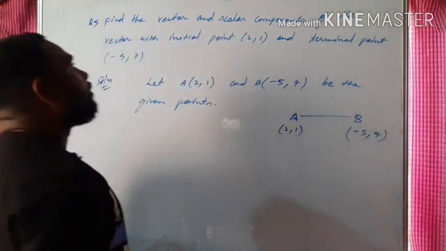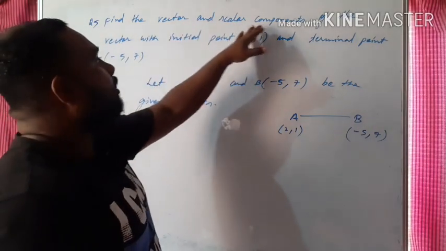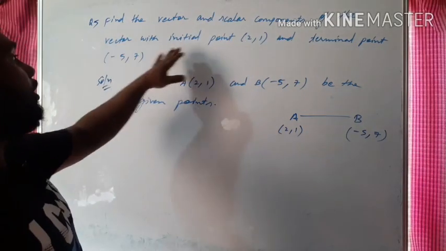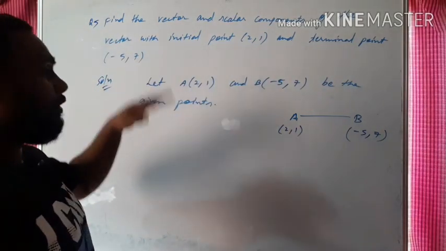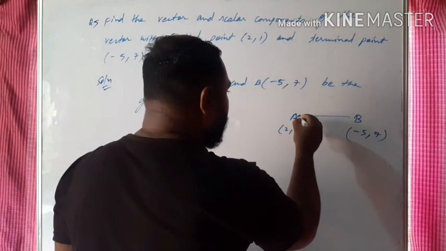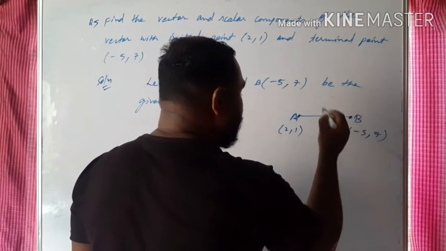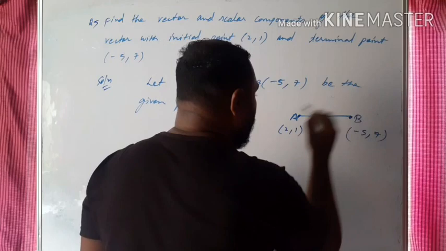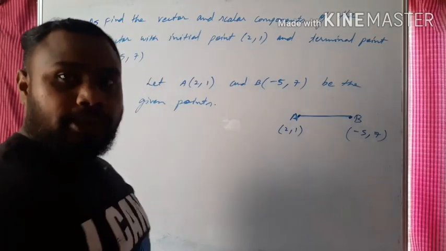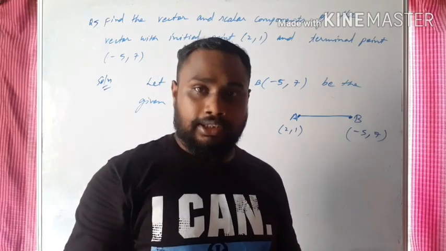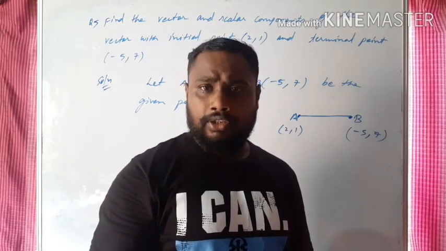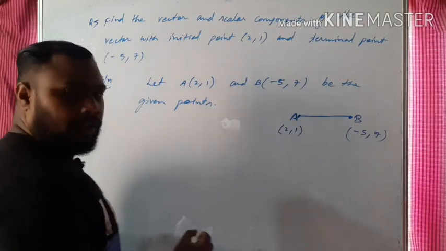Find the vector and scalar components of the vector with initial point (2, 1) and terminal point (-5, 7). So by considering initial point A and final point B, I will have to find the vector, and for the vector I get, I will have to write its vector components and its scalar components. So first of all, let us find the AB vector.